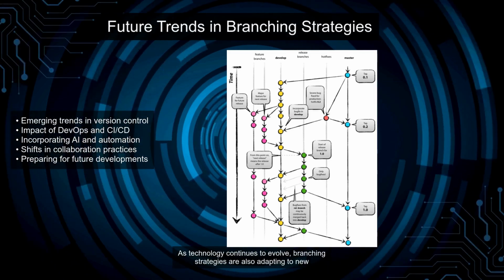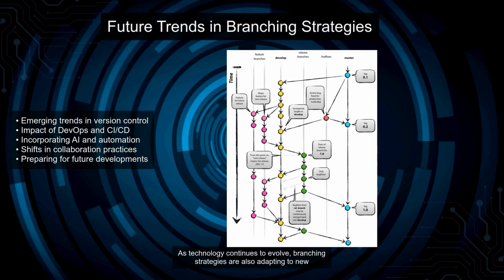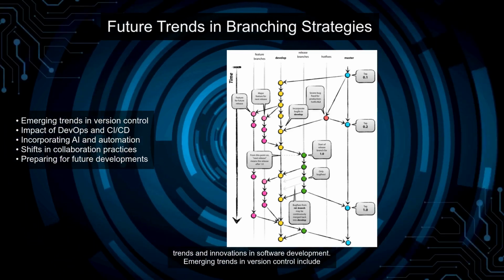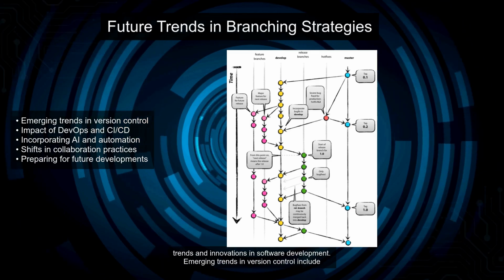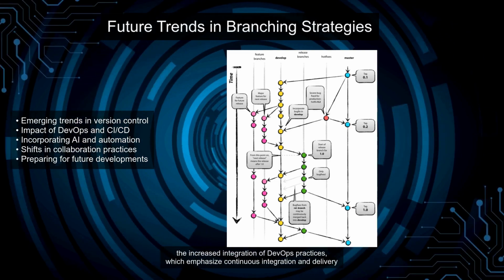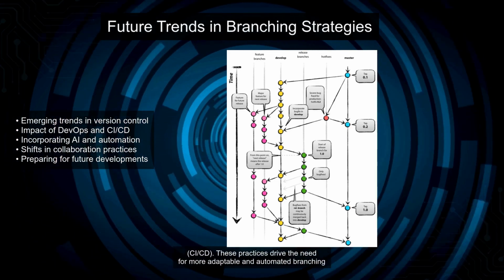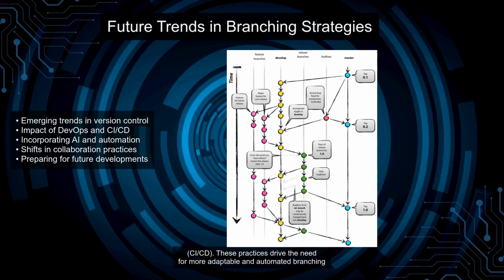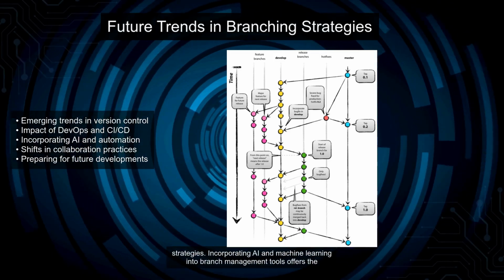As technology continues to evolve, branching strategies are also adapting to new trends and innovations in software development. Emerging trends in version control include the increased integration of DevOps practices, which emphasize continuous integration and delivery, CI/CD. These practices drive the need for more adaptable and automated branching strategies.